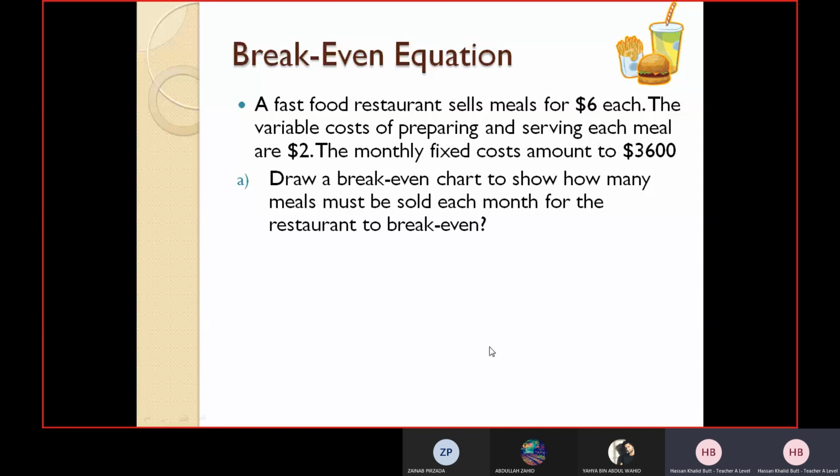Do you know what the formula is? The formula is we take fixed cost as numerator, that is 3600, right? And we divide it by selling price minus variable cost. So what is the selling price? 6. What is the variable cost? $2. So 6 minus 2, 4. So it means 3600 divided by 4. So what do we get? We get 900. Yes, very good, Abdullah Zahid. Yes, 900 is the break even. Very good.